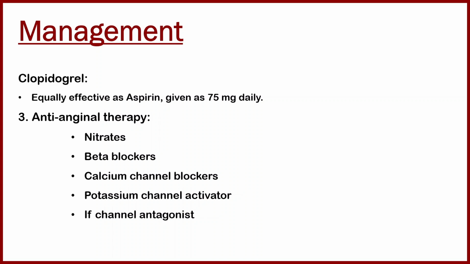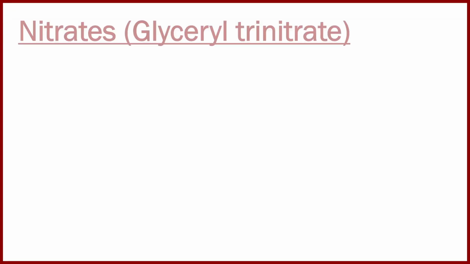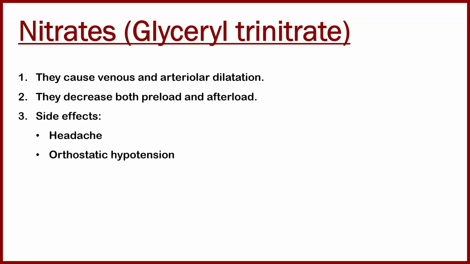Then there is anti-anginal therapy, which includes nitrates, beta blockers, calcium channel blockers, potassium channel activators, and funny IF channel antagonists. First of all, there is nitrates, which include the drug glyceryl trinitrate. They cause venous and arteriolar dilatation. They decrease both preload and afterload, and their side effects are headache and orthostatic hypotension.